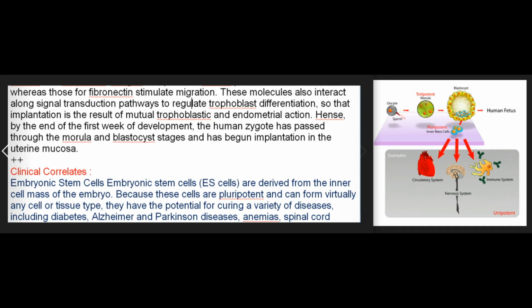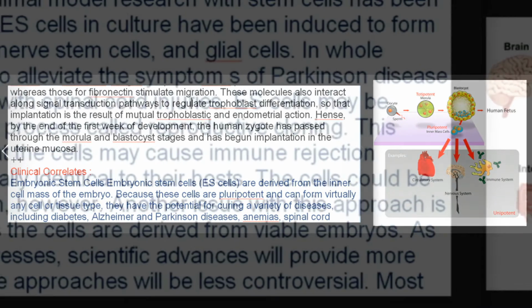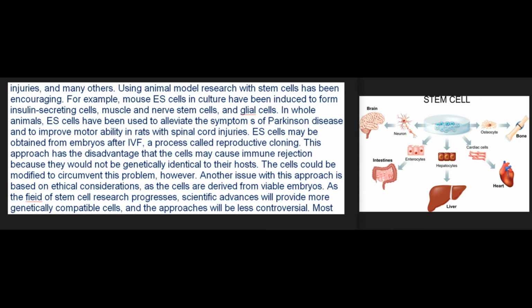Clinical correlates. Embryonic stem cells, ES cells, are derived from the inner cell mass of the embryo. Because these cells are pluripotent and can form virtually any cell or tissue type, they have the potential for curing a variety of diseases, including diabetes, Alzheimer and Parkinson diseases, anemias, spinal cord injuries, and many others. Using animal model research with stem cells has been encouraging.